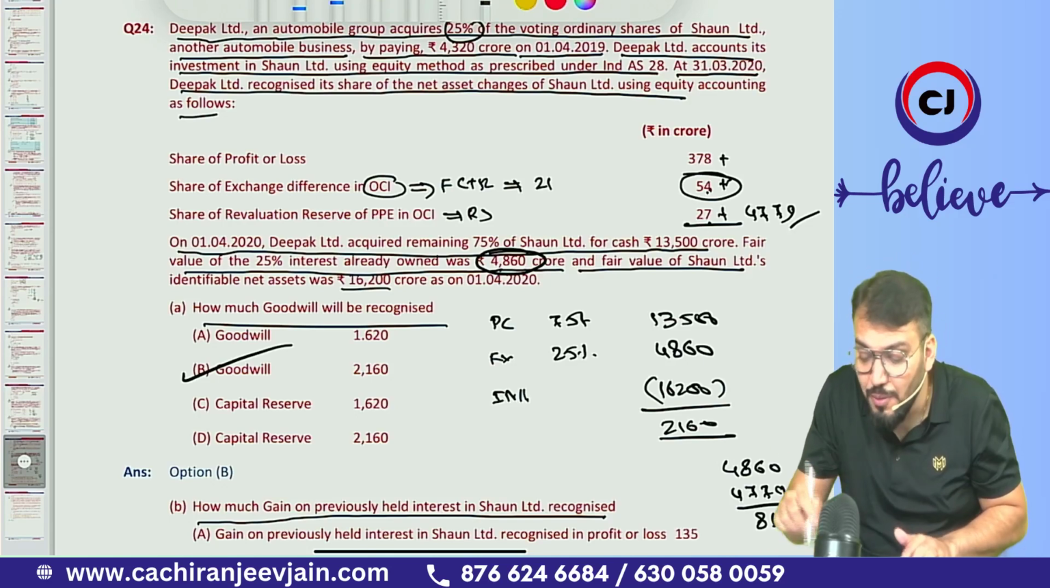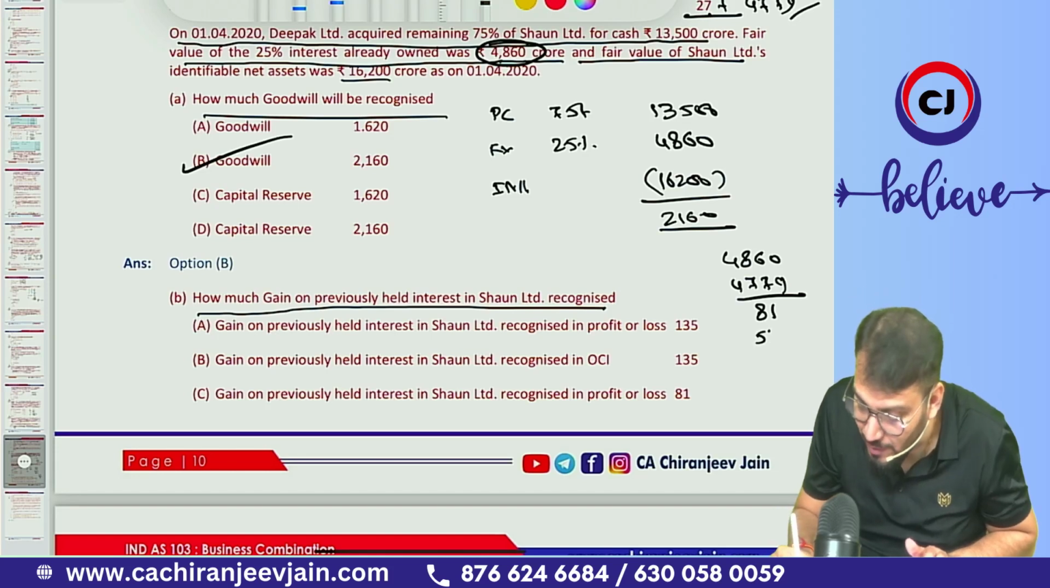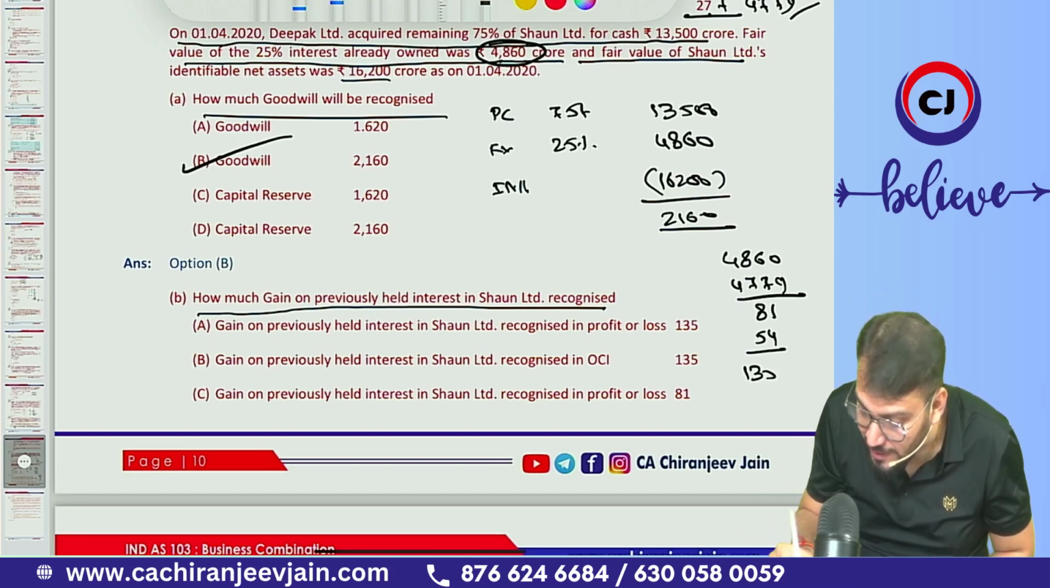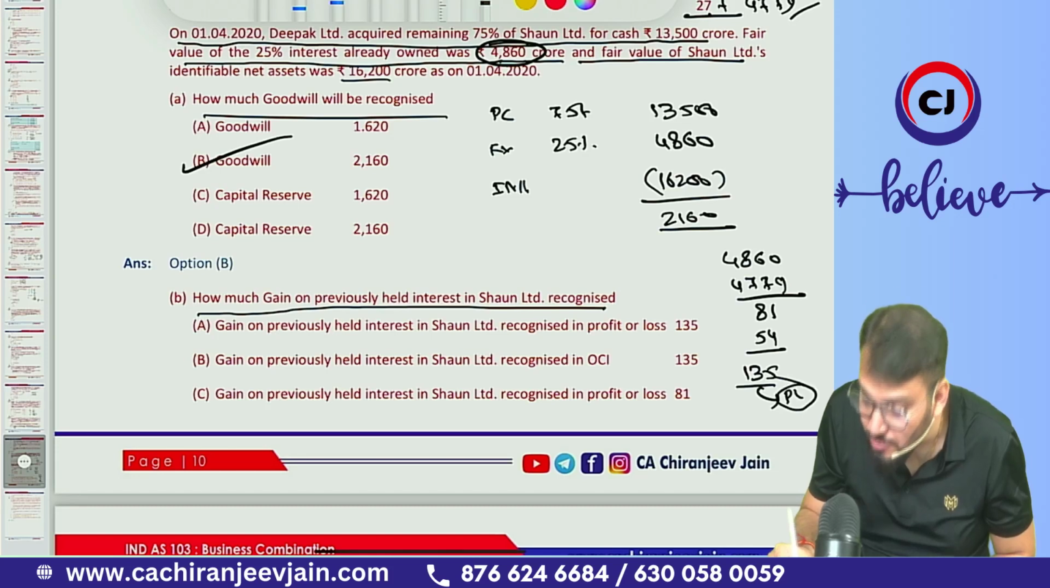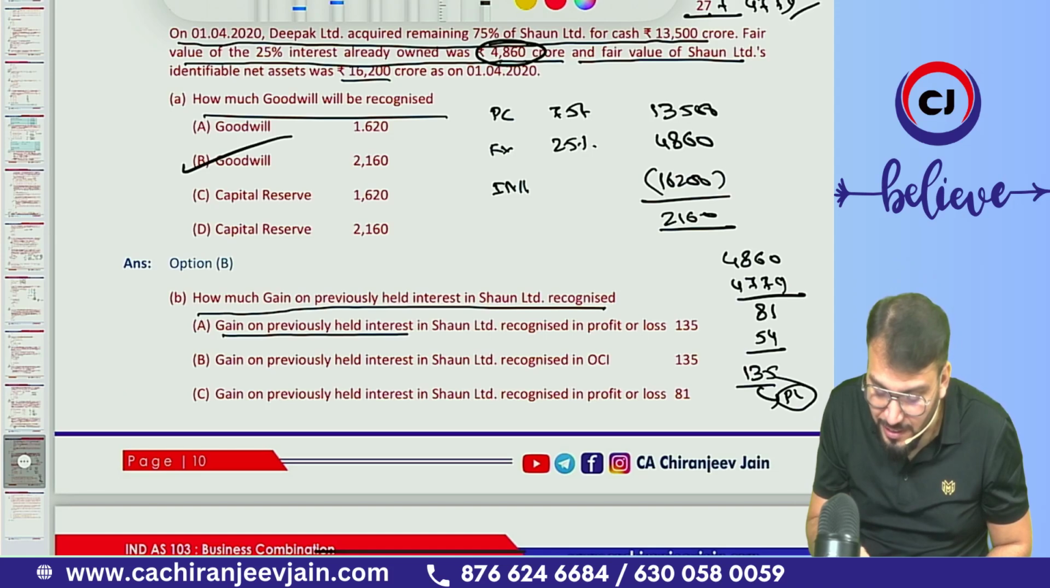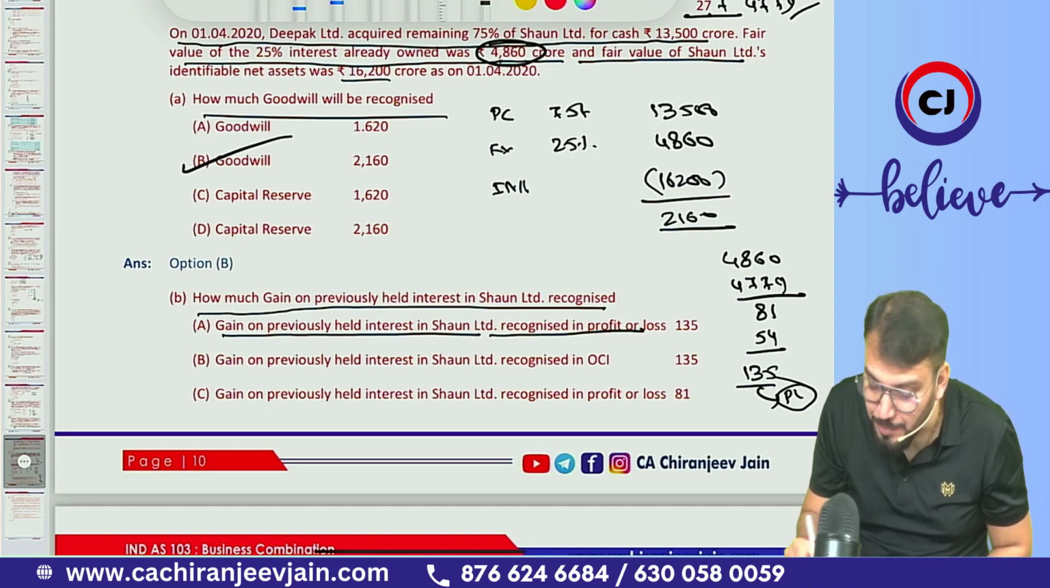So can I say out of 54 and 27, 54 will be recycled to PL. So 81 will be increased by 54. And what is the total gain? 81 plus 54. So total gain becomes 135. This will be transferred to PL. Understood? So what is the answer? Gain on previously held interest in Stone Limited recognized in PL is 135.